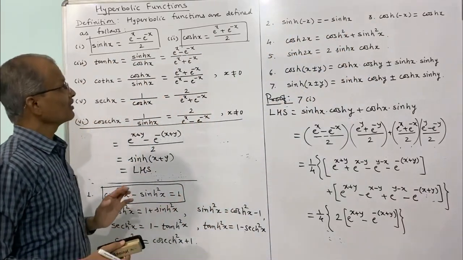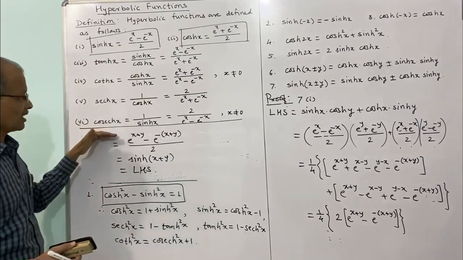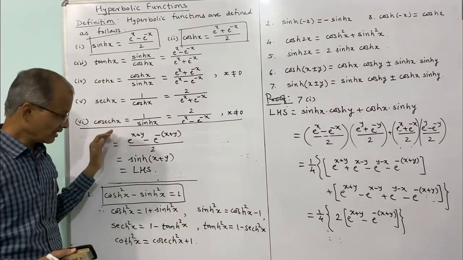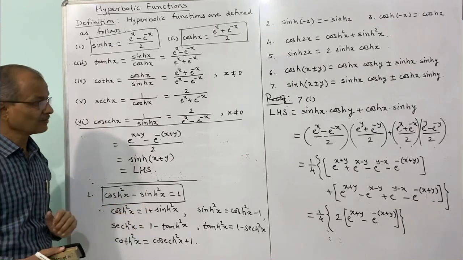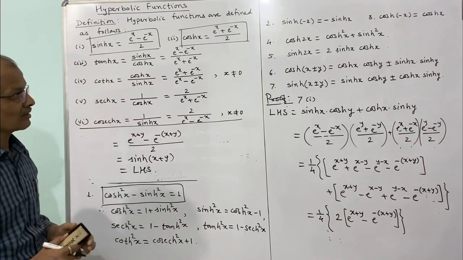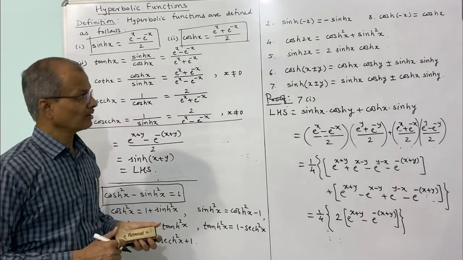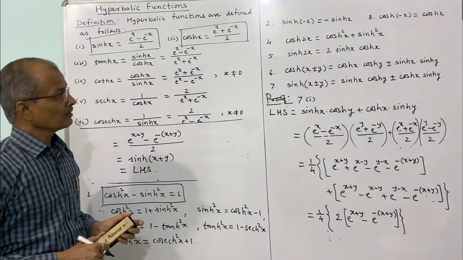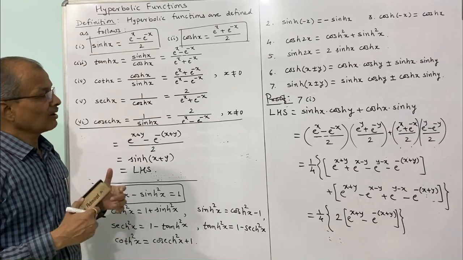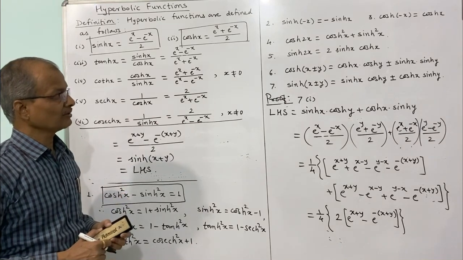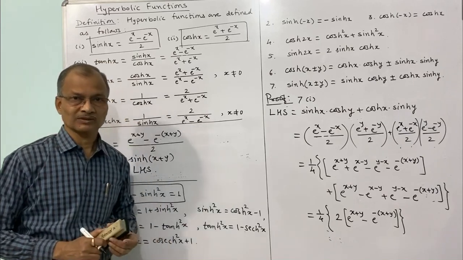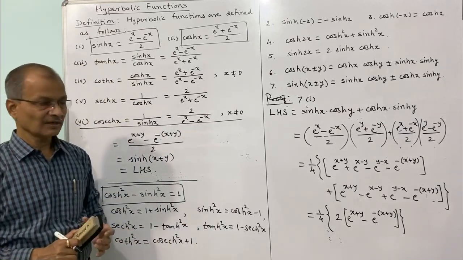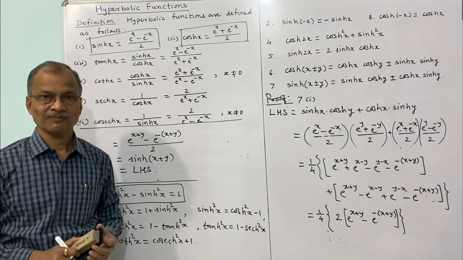So thus we have defined 6 hyperbolic functions and some fundamental identities of hyperbolic functions. The remaining results you should prove and try yourself. Now we want to consider the derivatives of hyperbolic functions and inverse hyperbolic functions. That we shall see in our next lecture. Thank you.